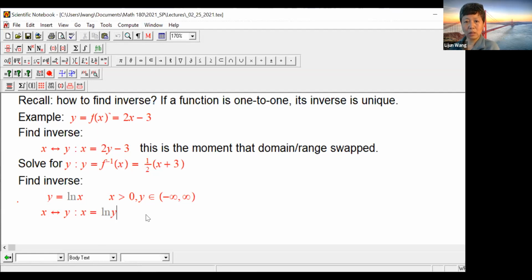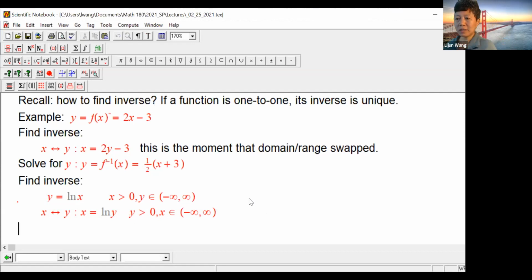Okay? And this swap not only works with the definition of function, it also, because of the swap of x and y, makes these conditions swap places. So now y is larger than 0, and x belongs to negative infinity to positive infinity. So the swap has these implications. That's what I'm trying to tell you. Do you guys follow me?